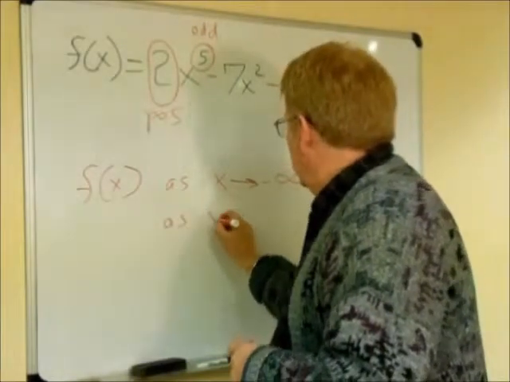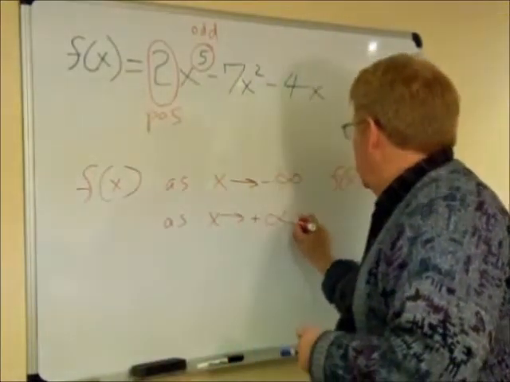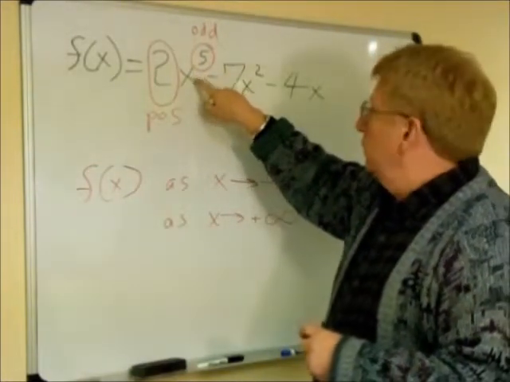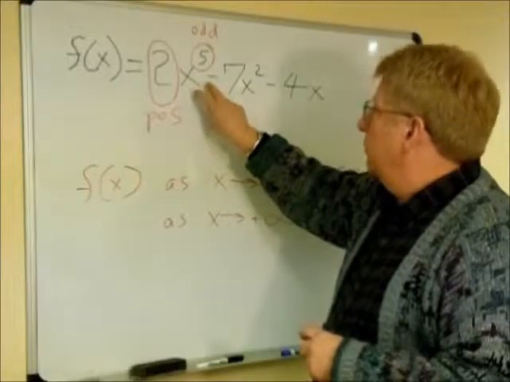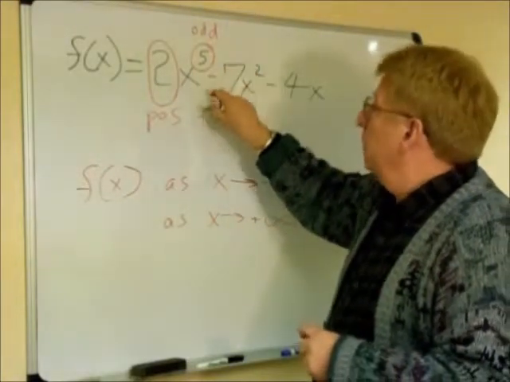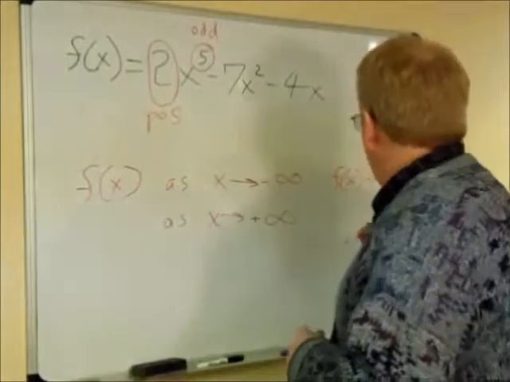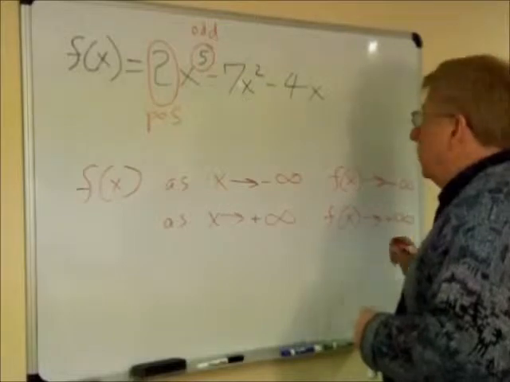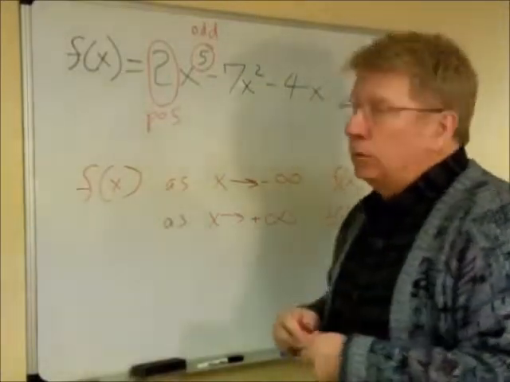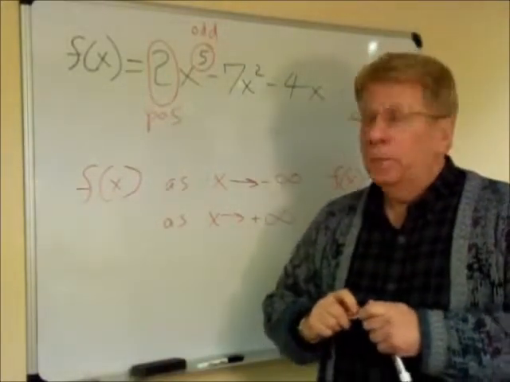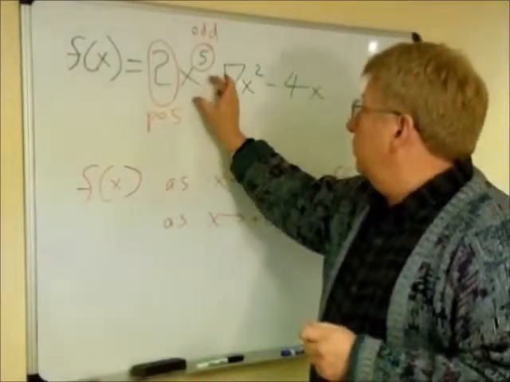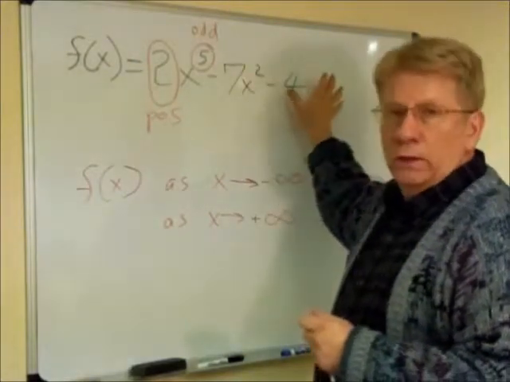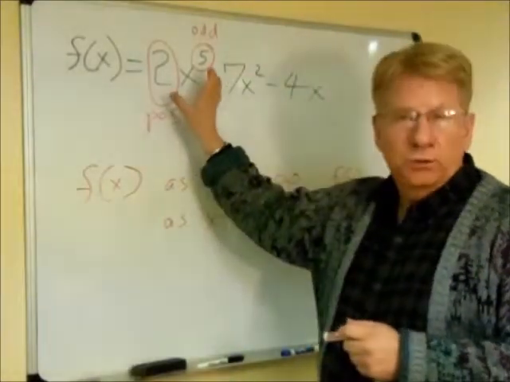Okay, as x approaches positive infinity, this will end up being a positive infinity because it's an odd exponent, and then times a positive leading coefficient. So f of x will approach positive infinity also. So that's an example of end behavior, because this term has the largest exponent, so it's going to swamp out the values of anything else. These are small potatoes compared to this leading term.